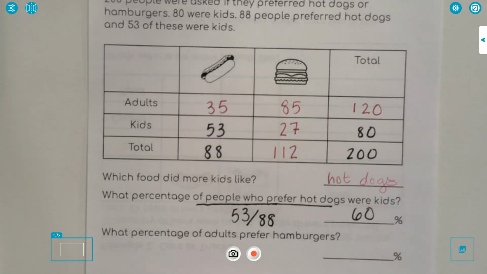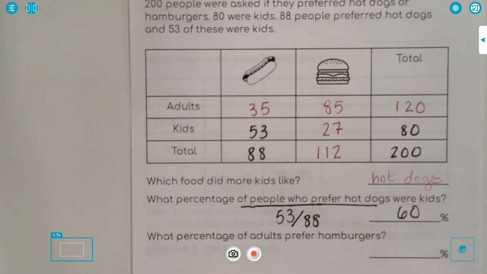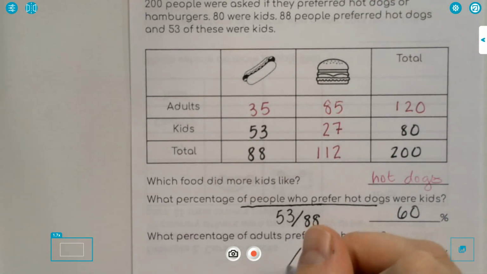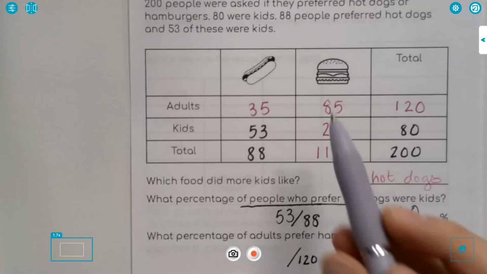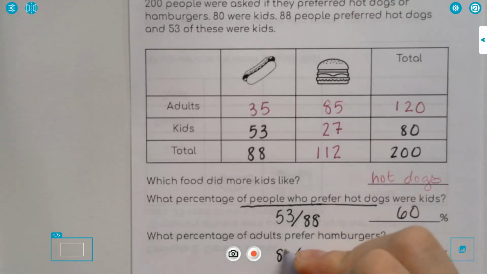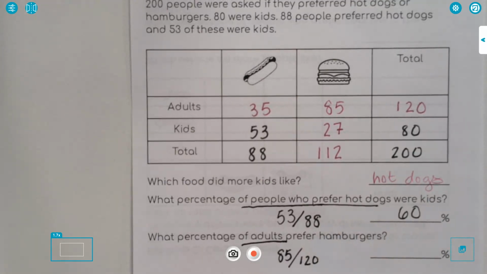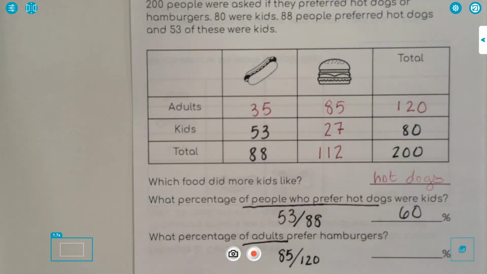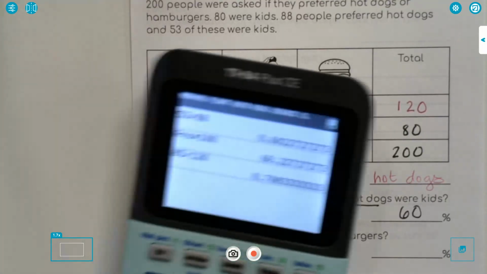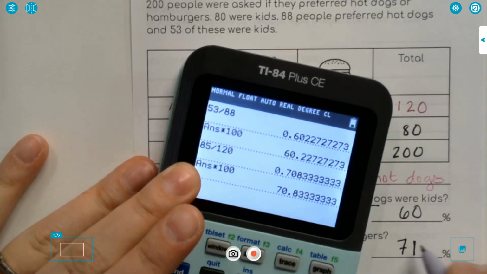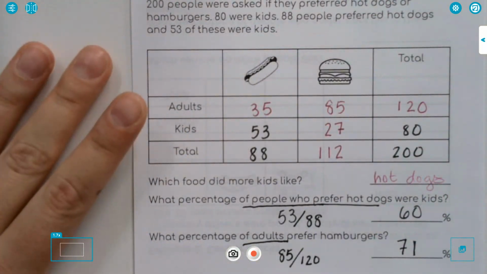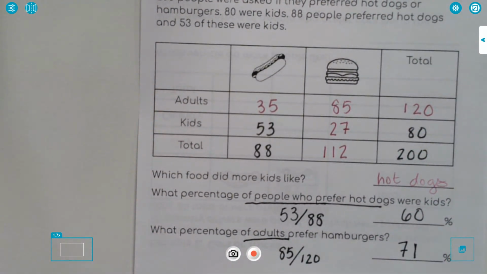Okay, next one is what percentage of adults preferred hamburgers? How many total adults did we have? So look for total adults. 120, awesome. So we had 120 total adults, and 85 of them chose hamburgers. We just need adults. So it's of adults prefer hamburgers. So 85 divided by 120, times that by 100. 70.8 rounds up to 71%. Okay. Any questions about those?